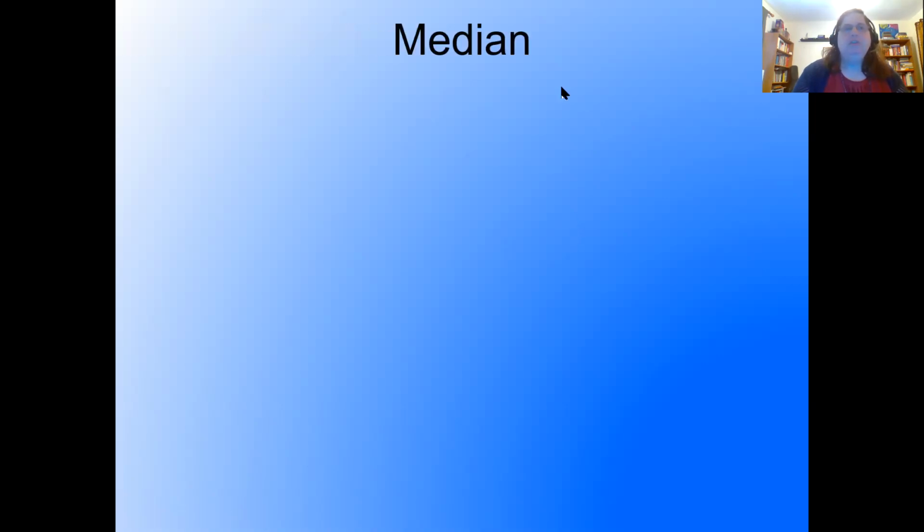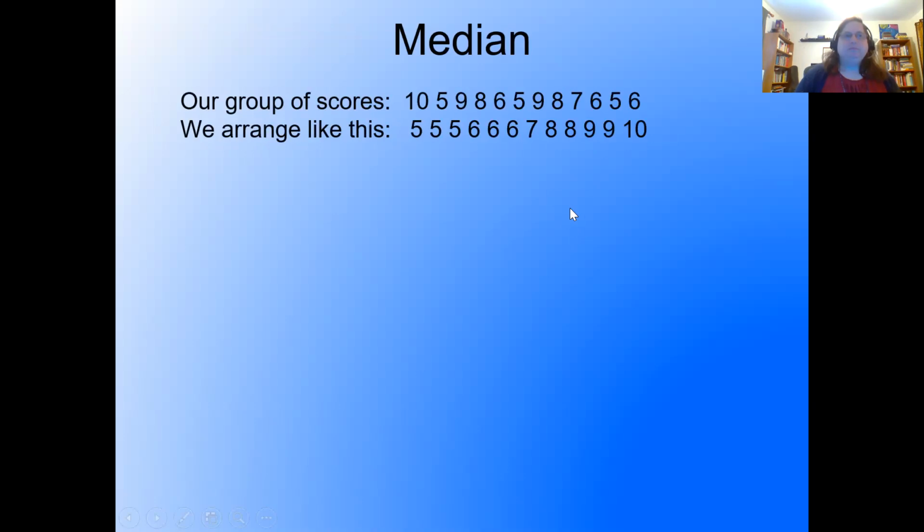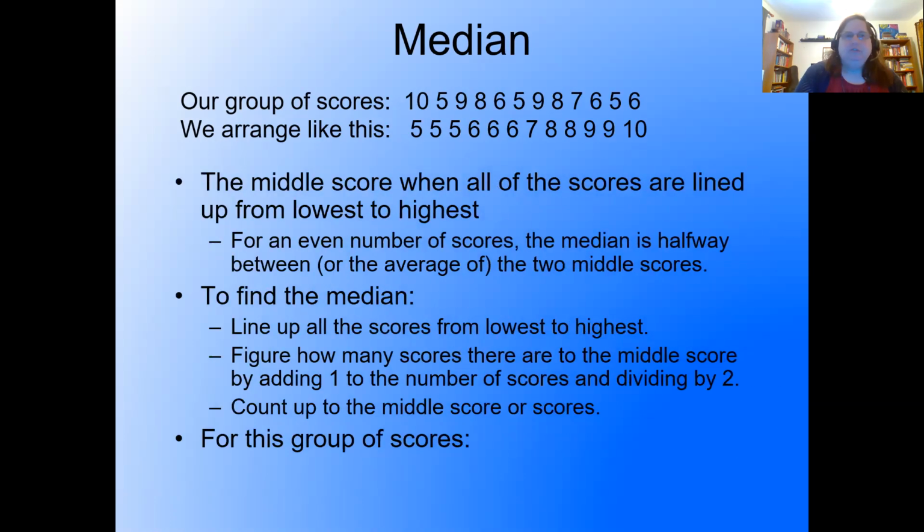All right, so now what we're going to talk about is the median. Now, the median is simply the middle number. That's all it is. Just like a median strip on the highway is the middle of the highway, the median number is just your middle number. So what you do is you take your scores, the same group of scores we've been playing with, and arrange them in order from smallest to largest. And we take the middle one. Well, the only issue is, what if it's an even number of scores? Then the median is halfway between, or the average of, the two middle scores.